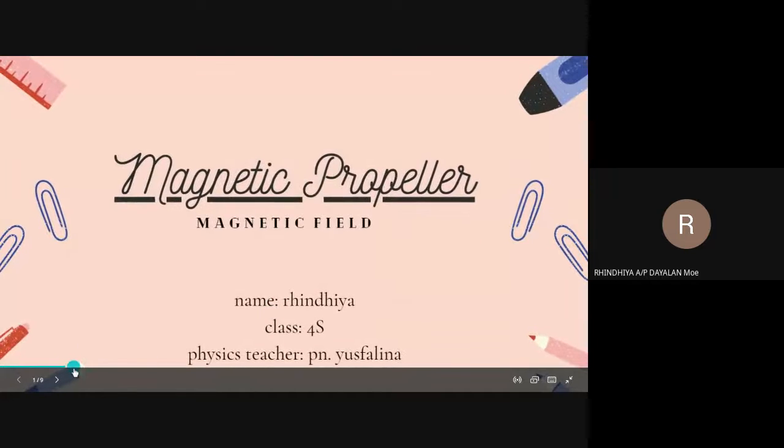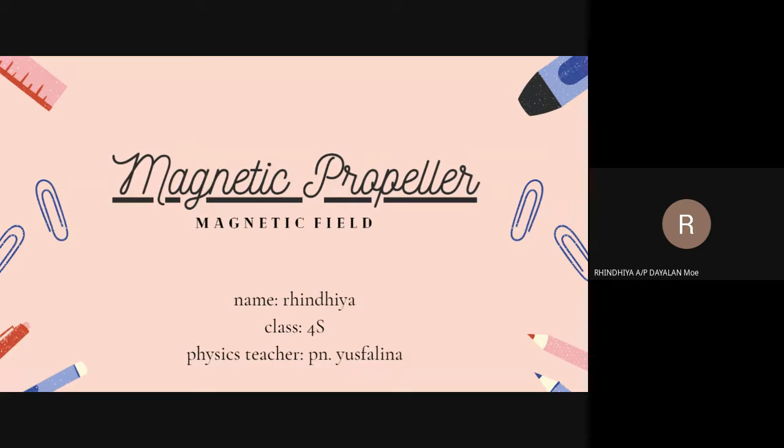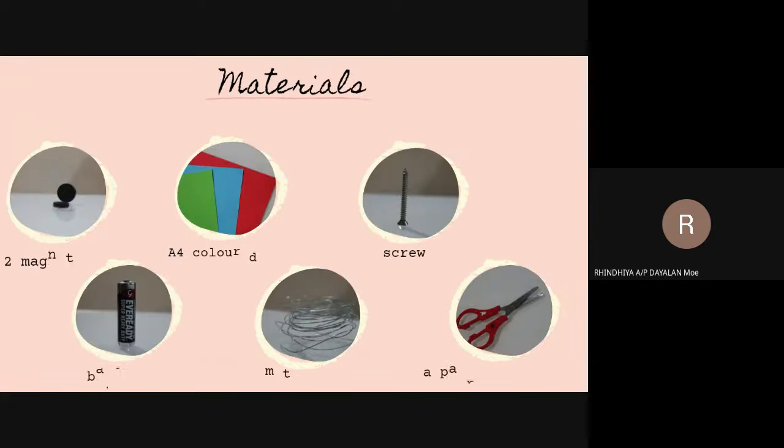Hello, everybody. Good morning to all of y'all and my teachers. Y'all know who I am. I'm Rindya from Class 4S, and I'm going to be presenting my magnetic propeller. During this project, I was guided by my physics teacher. To make the magnetic propeller, I used two magnets, A4 colored paper, a screw, a battery, metal wire, and a pair of scissors.